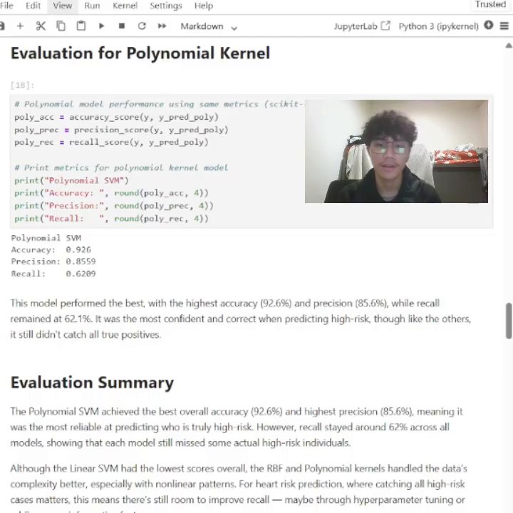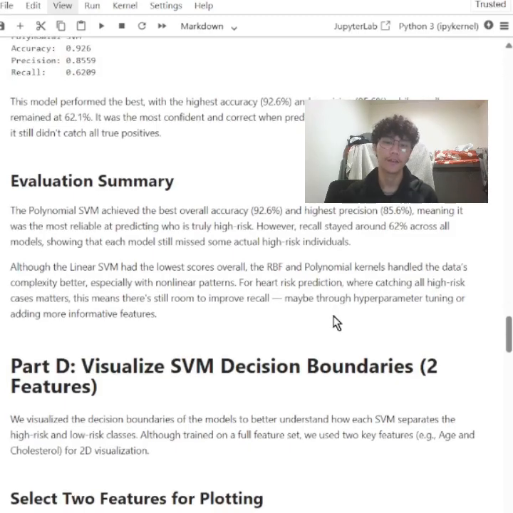So for the summary, the polynomial SVM was the strongest performer, especially in precision, while all models showed high overall accuracy. And the consistent recall of around 62% across all models suggests that there is still room for improvement in our ability to catch all actual high-risk cases.